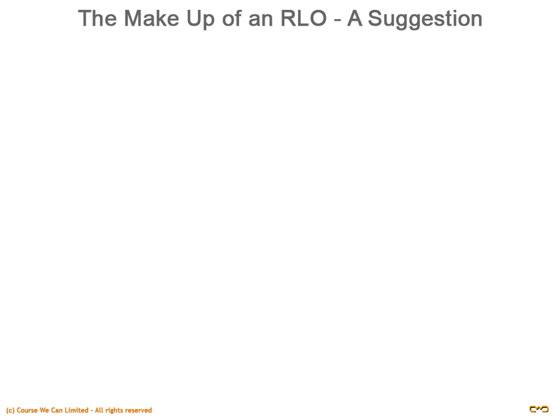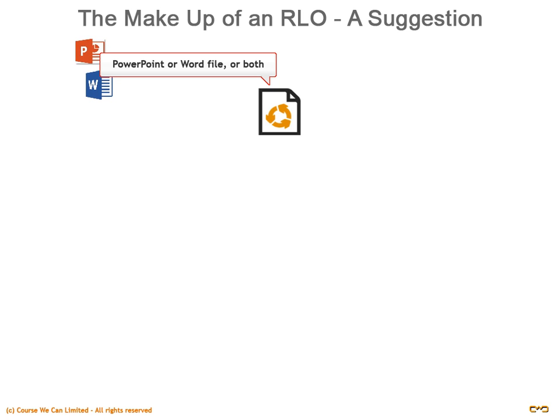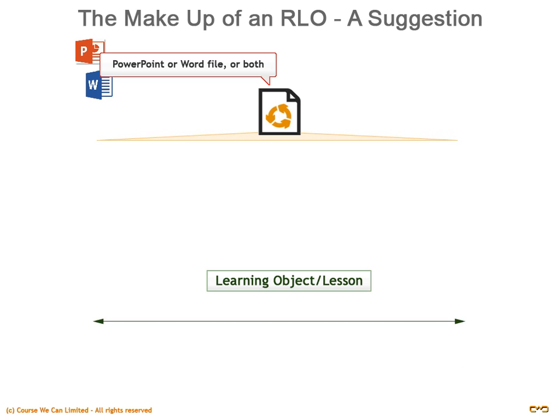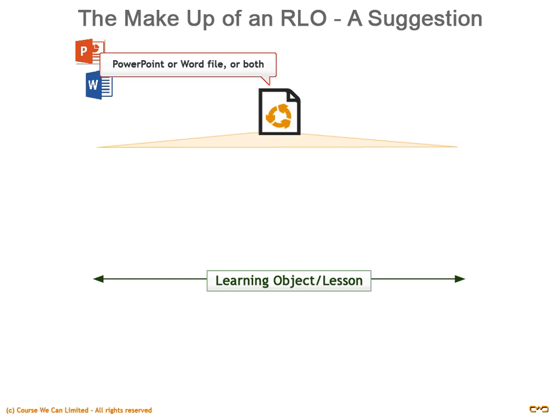The makeup of an RLO, a suggestion. Typically, RLOs may vary in size, scope and level of granularity. This can range from a single slide or page to a large amount of instruction or a full structured lesson. In the example shown, the RLO file is a complete lesson created using PowerPoint. But RLOs can also be rendered in Word if that is the way you produce student handouts.